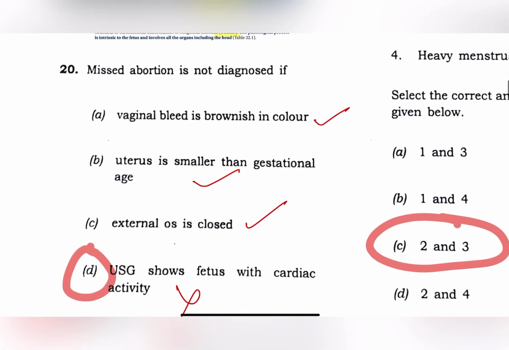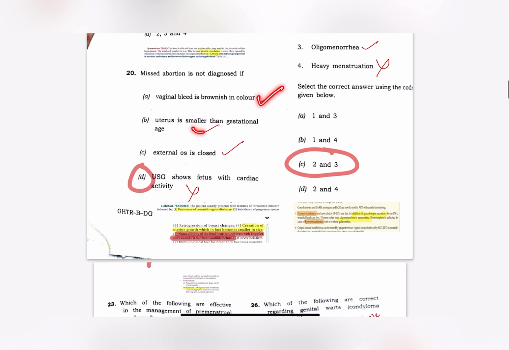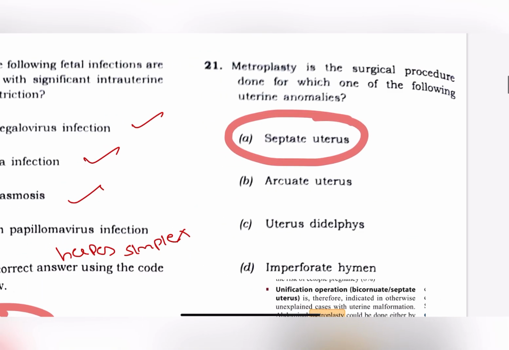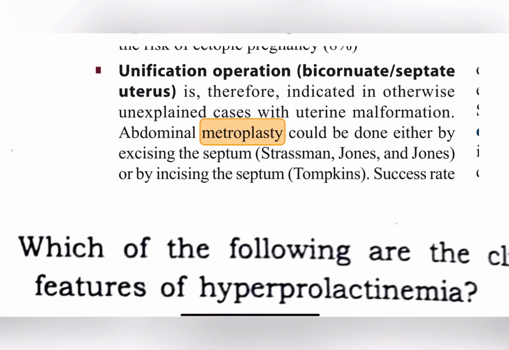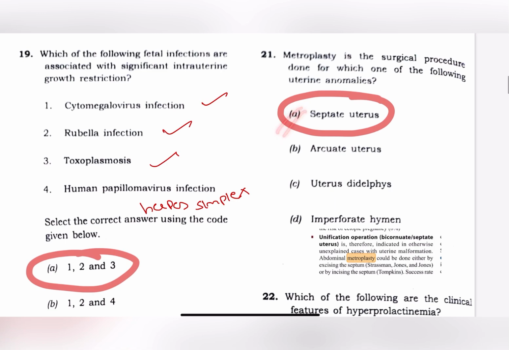Missed abortion is not diagnosed if, these are the features which we get during a missed abortion: persistence of brownish vaginal discharge, then cessation of uterine growth, which in fact becomes smaller in size, non-audibility of fetal heart sound. So vaginal bleed, uterus smaller, external os closed, USG showing fetus with cardiac activity, that is wrong. Metroplasty is the surgical procedure done for which uterine anomalies, like bicornuate and septate uterus? So the answer for this is septate uterus.